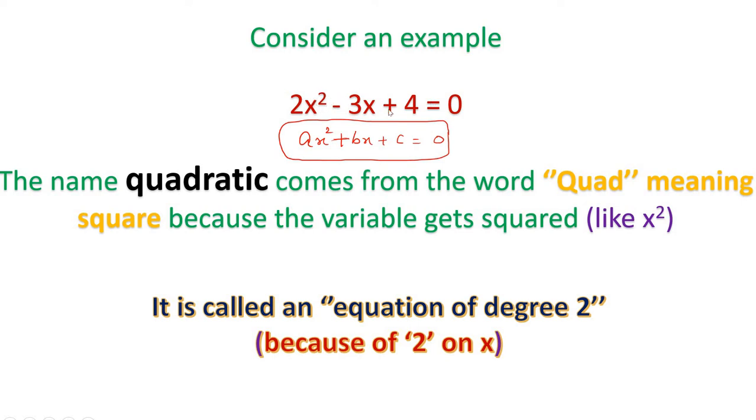So we call this equation an equation of degree 2 because the power of x here is 2, because this 2 is involved in terms of x square. So 2 is on x, so we call this a quadratic equation or an equation of degree 2. Now let us see how many roots this quadratic equation will have.